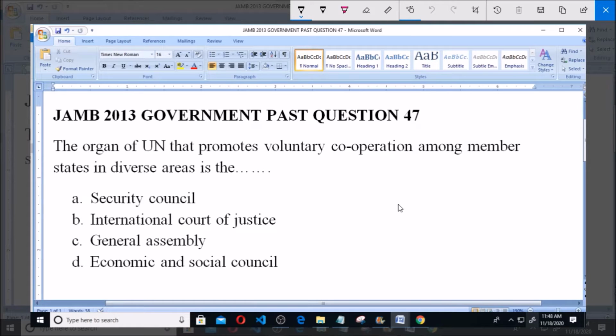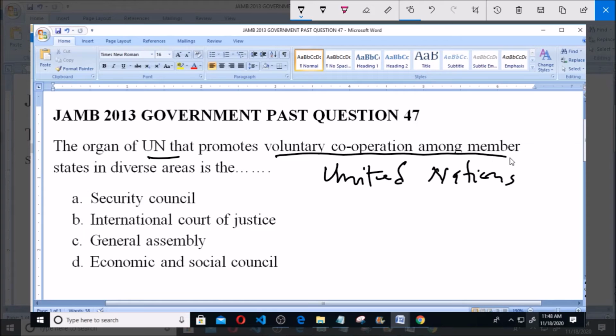Question number 47 says the organ of UN that promotes voluntary cooperation among member states in diverse areas is the dash. The organ of UN that promotes voluntary cooperation among member states in diverse areas is the dash. When we talk of UN, UN stands for United Nations. So the organ of the UN that promotes, that covers different areas of the UN programs is what the question is asking us.